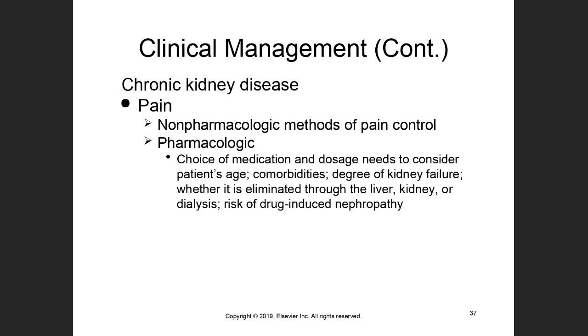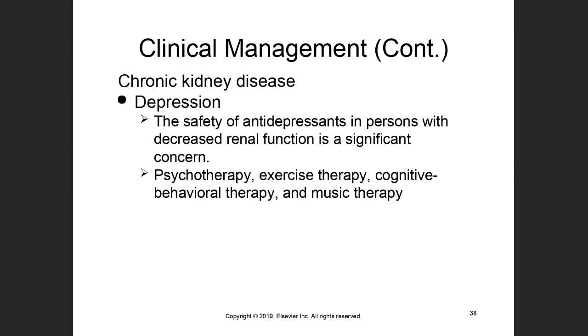And the pharmacology: the choice of medication needs to consider patient age, comorbidity, and degree of kidney failure. You have to be very careful with the medication because most medications are excreted, eliminated by the kidney. So any drug that is eliminated by the kidney, you have to avoid in those patients because then you produce toxicity. And depression, of course: you have patients with a chronic condition and they start having signs and symptoms of depression. You have to give medication to treat the depression, to avoid suicide.